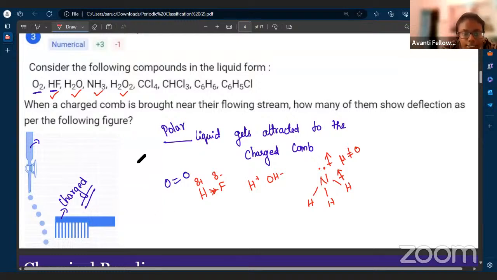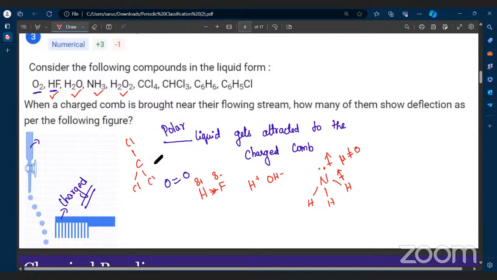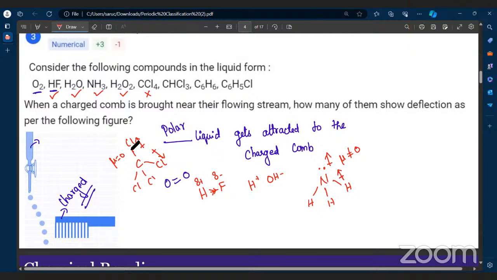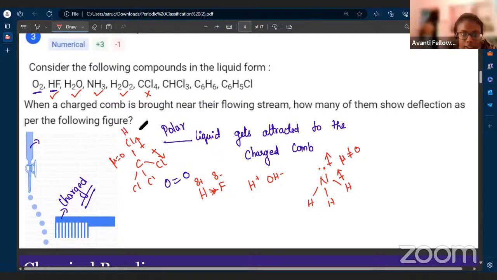Okay, what about CCl4? Non-polar. Very good. The dipole moments are acting in the opposite direction, so mu will be equal to 0, so it is non-polar. What about CHCl3? Polar. Yes, you have to replace one hydrogen. So here you can see that it will be acting in the same direction, so polar.